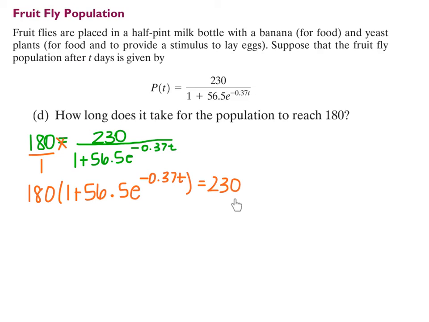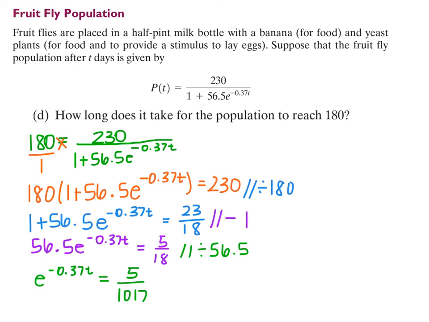So my next step is to isolate everything until I can get a t. So what I'm actually going to do first is divide by 180 on both sides. So once I do that, I get this quantity, and now I have to subtract 1. And I get 5 over 18ths, and now I'm going to divide by 56.5. So now I have something that is e to some power with a t in it is equal to whatever's on the other side. So 5 over 1017, which I use my calculator in math frac. Please use that in these kind of problems.